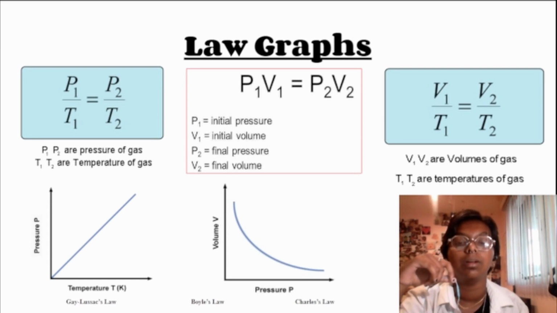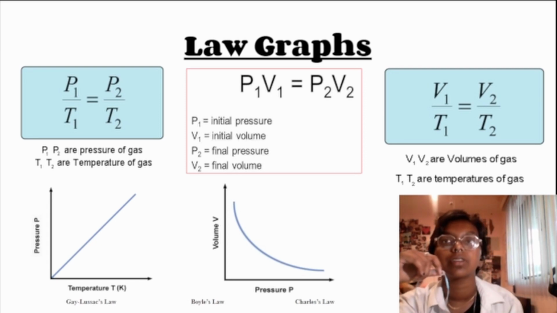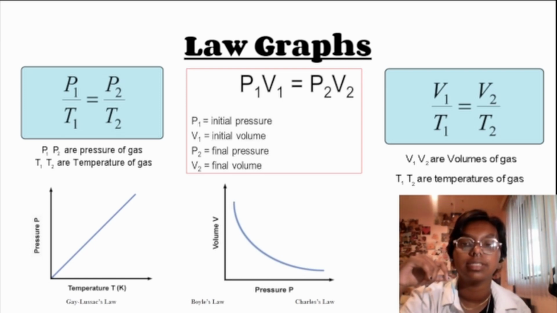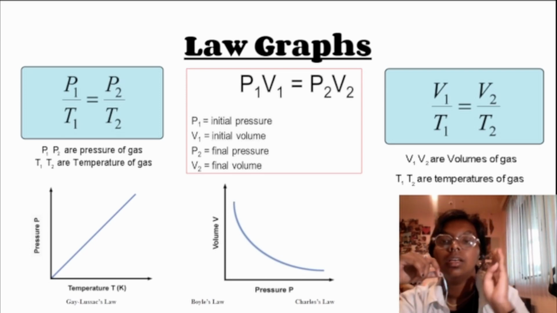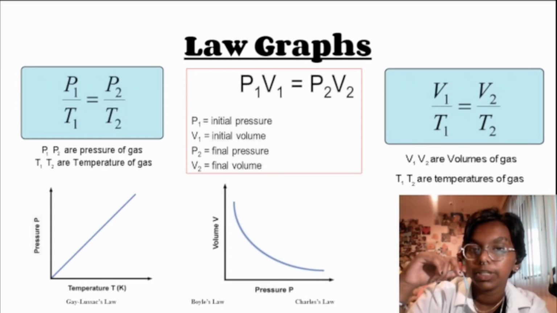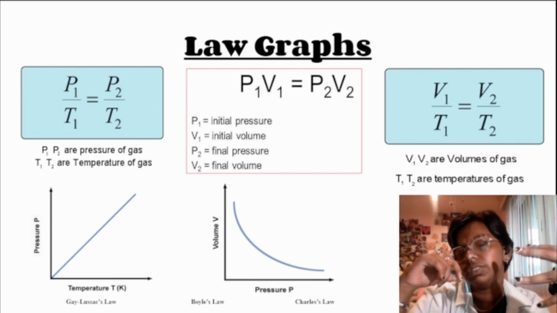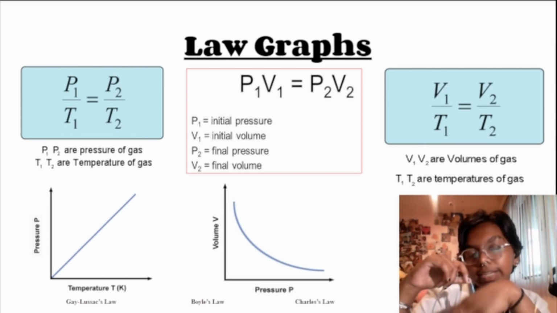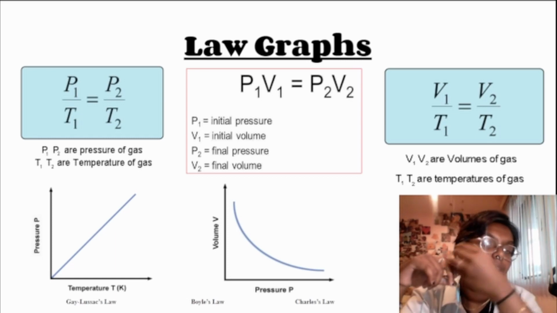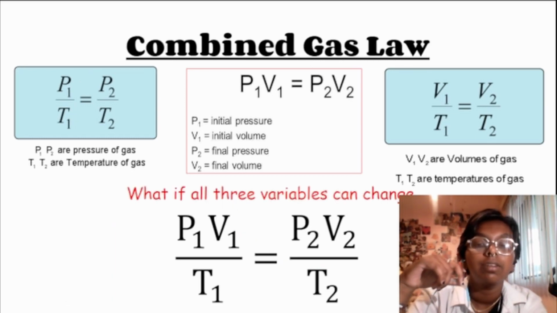And then if you were to put these in a graphing calculator and see the graph, this is what they would look like. Pressure and temp, you can see they have a direct relationship. Pressure and volume, they have an indirect relationship. Well, it's not technically, it goes down, right? And then volume and temp, they have a direct relationship.